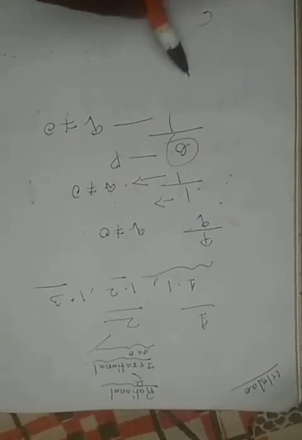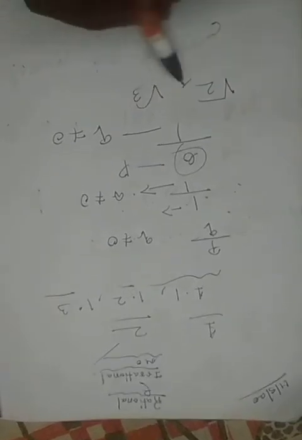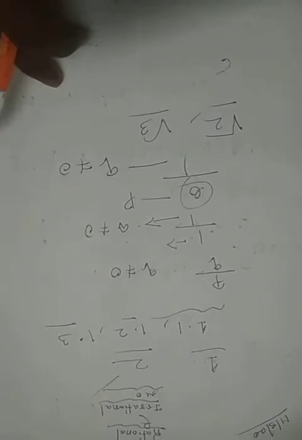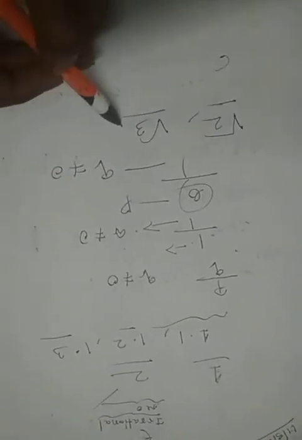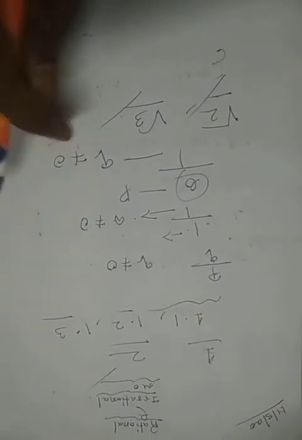So the question is, which are not rational numbers? Like root 2, root 3. These numbers have no exact value. We are not able to find the exact value of these numbers. That's why these numbers are known as irrational numbers.